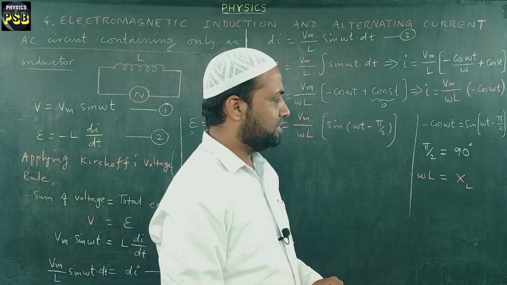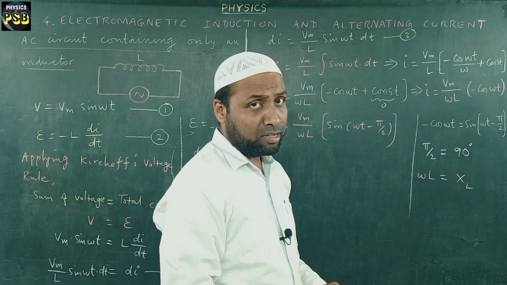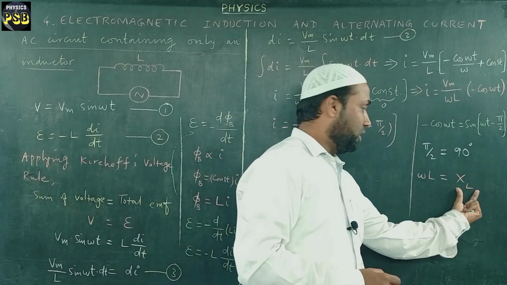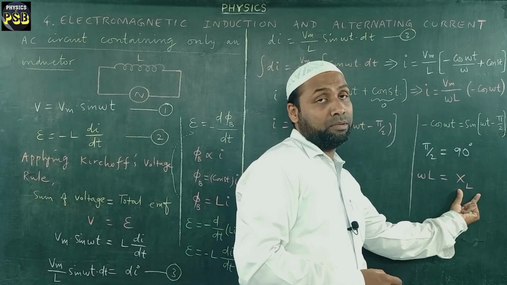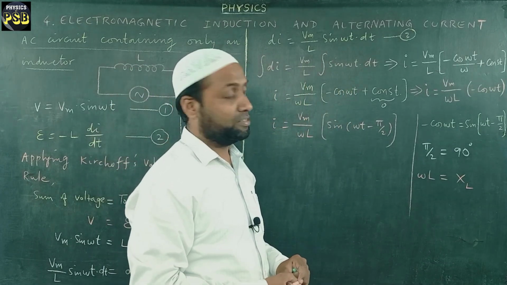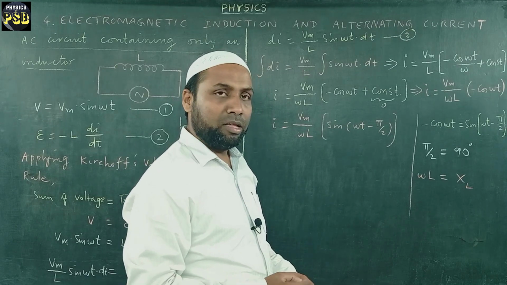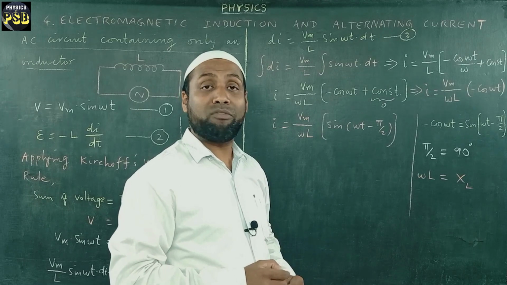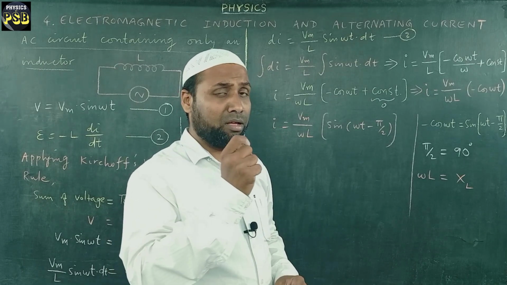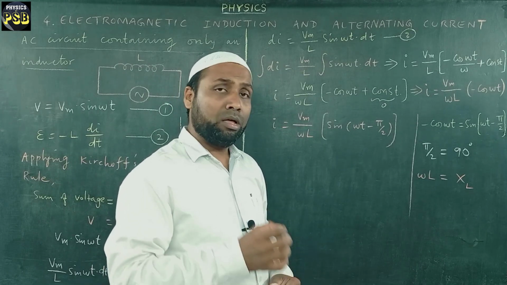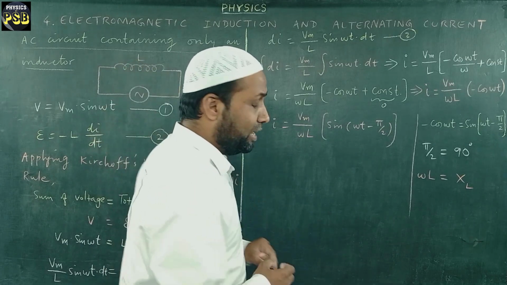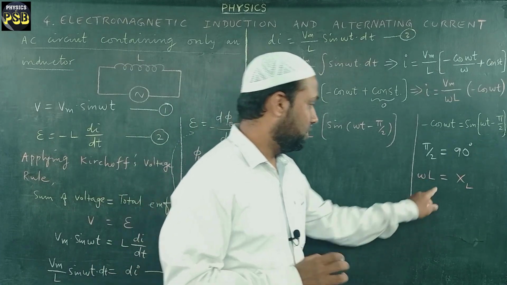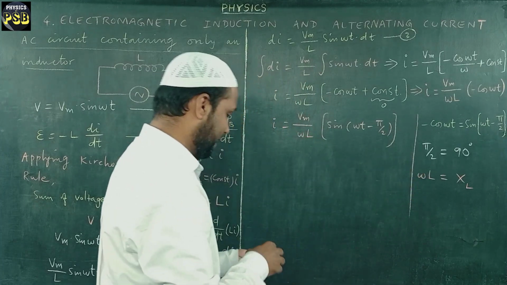This inductive reactance is actually the resistance offered to the flow of current by an inductor, or in simple words, opposition to the flow of current by the inductor. If current flows through a resistor, the opposition to the flow of current by the resistor is referred to as resistance. Whereas when the current flows through an inductor, the opposition to the flow of current by the inductor is referred to as inductive reactance. Clear? So I'm going to replace omega L with XL here.